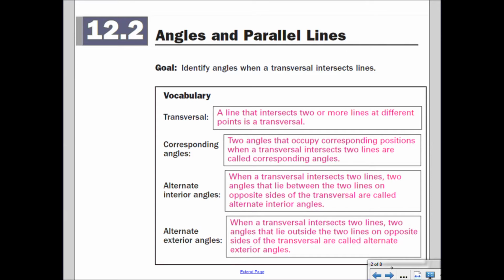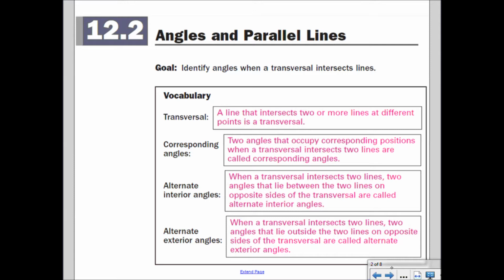Lesson 12.2 is on angles and parallel lines. Our goal is to identify angles when a transversal intersects lines. Vocabulary. A line that intersects two or more lines at different points is a transversal.